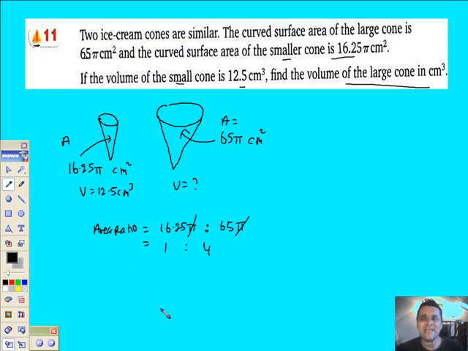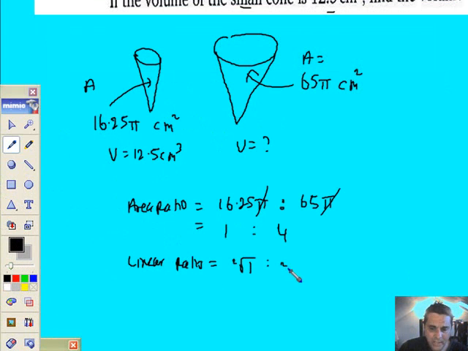Now there is no easy direct link whereby we go from area ratio and upgrade to volume ratio, but we can downgrade to linear. How do you do that? Quite simple. You take the area ratio and you square root it. The square root of 1 is 1, and the square root of 4 is 2. So as you can see, the linear ratio is 1 to 2.